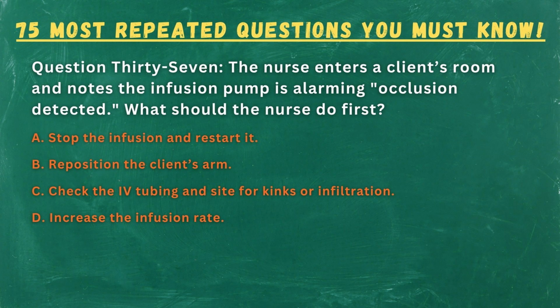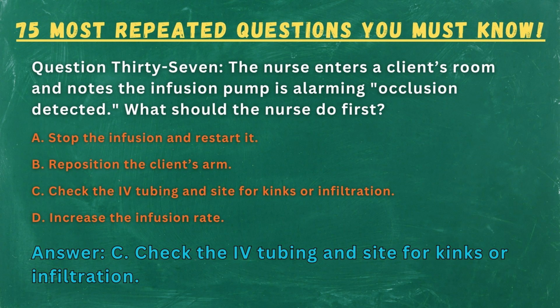Question 37. The nurse enters a client's room and notes the infusion pump is alarming, occlusion detected. What should the nurse do first? A. Stop the infusion and restart it. B. Reposition the client's arm. C. Check the IV tubing and site for kinks or infiltration. D. Increase the infusion rate. Answer: C. Check the IV tubing and site for kinks or infiltration.